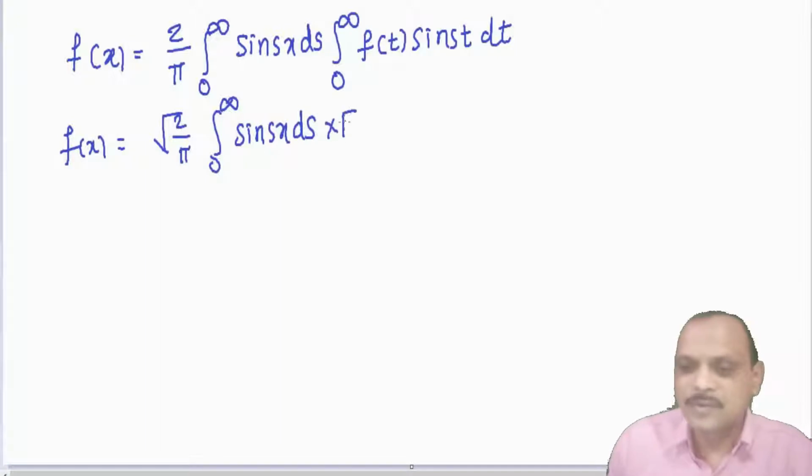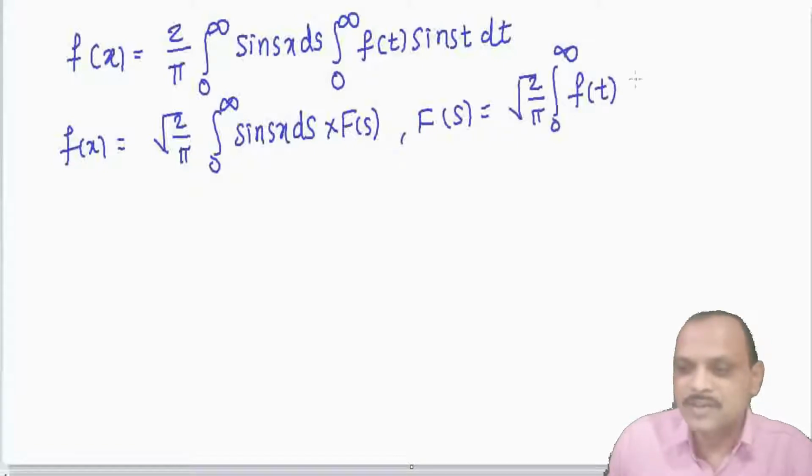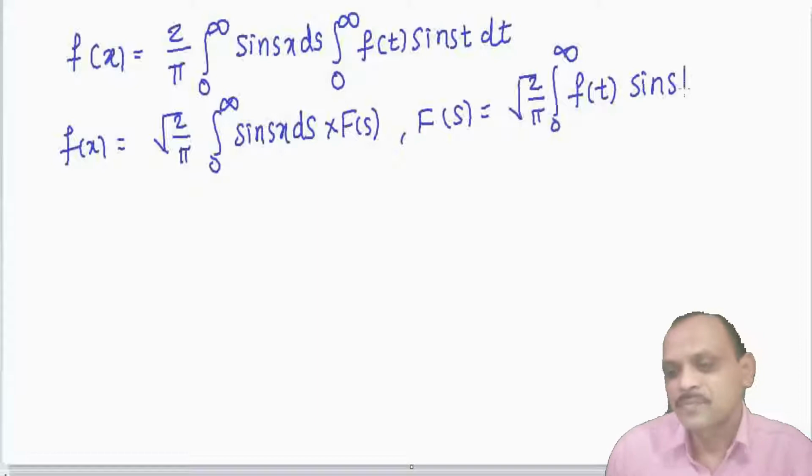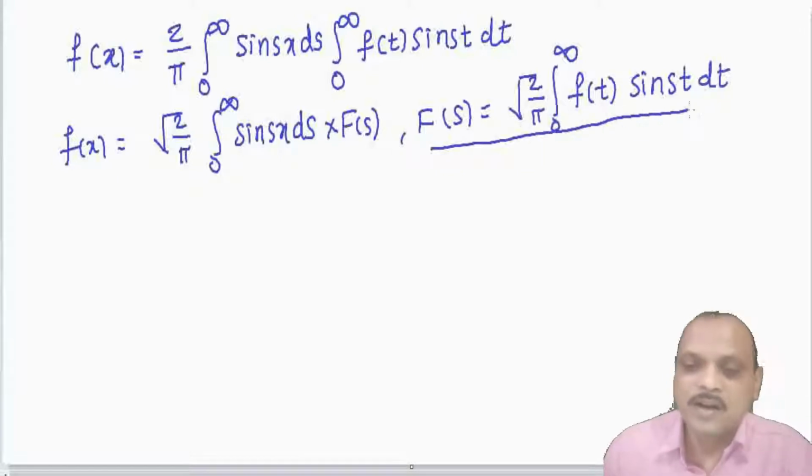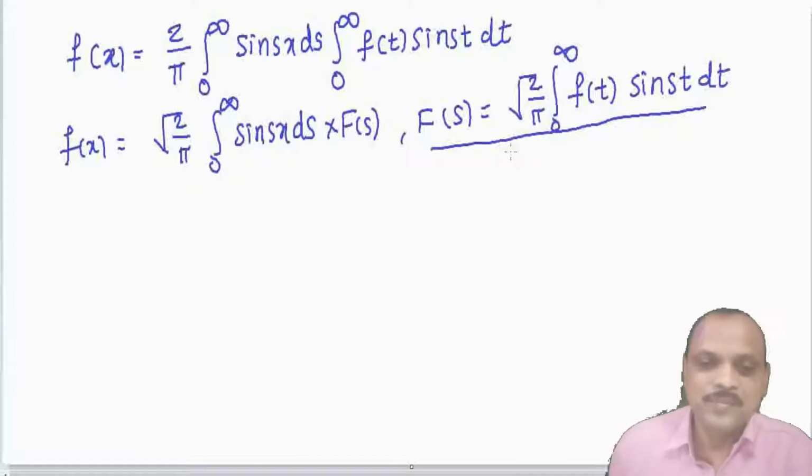So what is my F of s? F of s equal to under root 2 divided by pi integration 0 to infinity f of t into sine of st into dt. This F of s is called the Fourier sine transform and small f of x is called the inversion of the Fourier sine transform.